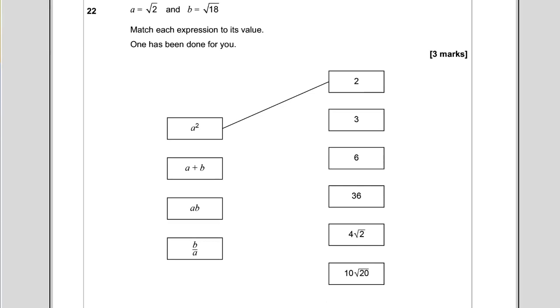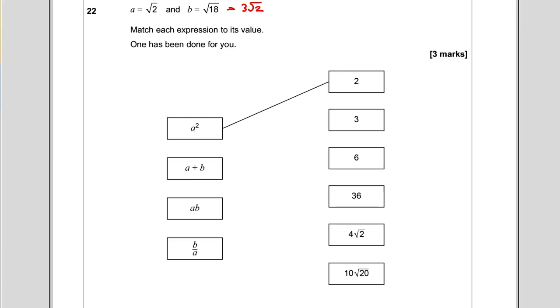Question 22. A is equal to root 2 and B is equal to root 18. Match each of the expressions to its value. The first one has been done for you. Okay, so what I'm going to do is just express this slightly differently. So that would be 9 times 2, so that would be 3 root 2.